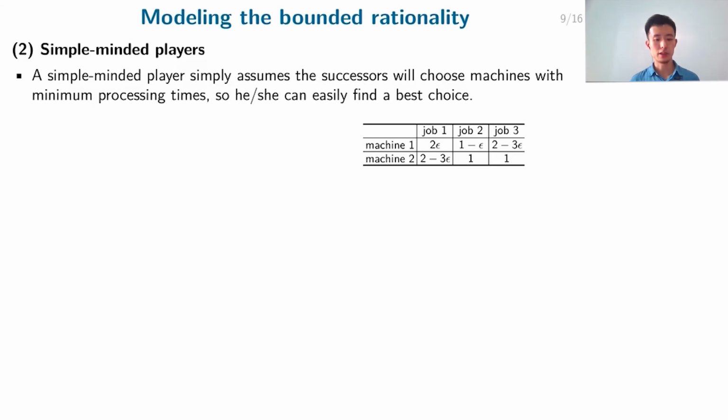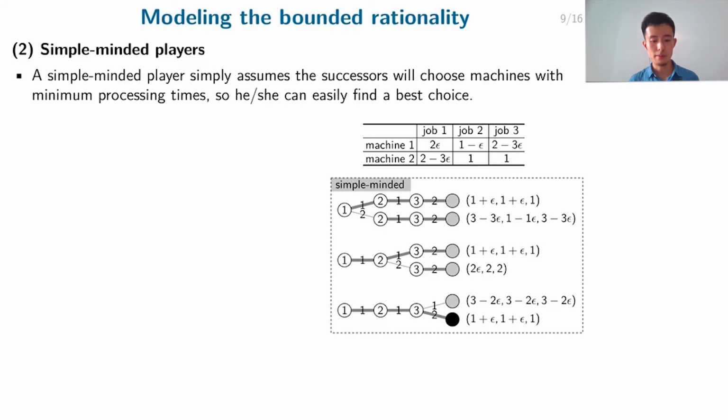The second model is called simple-minded players. A simple-minded player simply assumes the successors will choose the machines with minimum processing times. For example, when job 1 makes a decision, he will assume job 2 will choose the smaller processing time, that is machine 1, and job 3 would also choose the smaller processing time on machine 2. So job 1 can easily find the best choice.